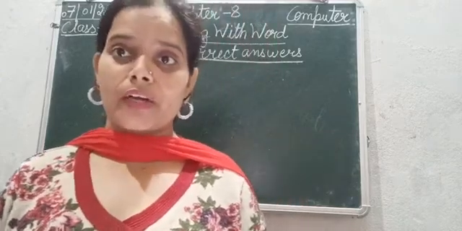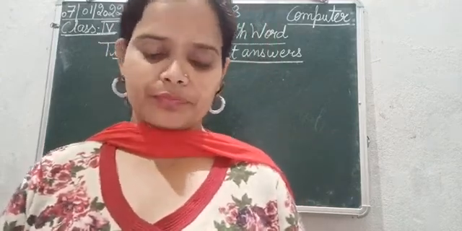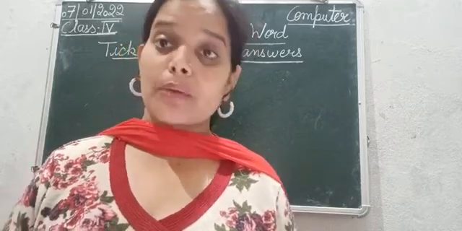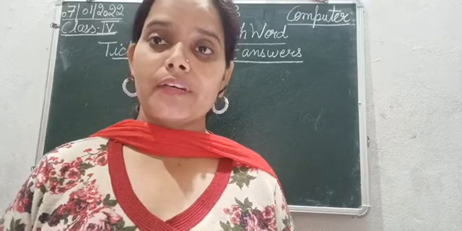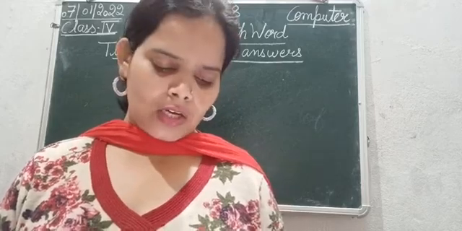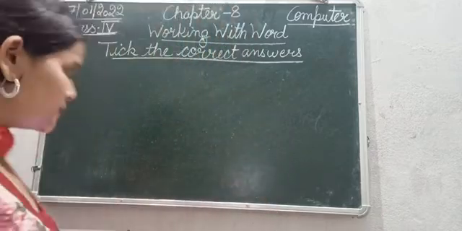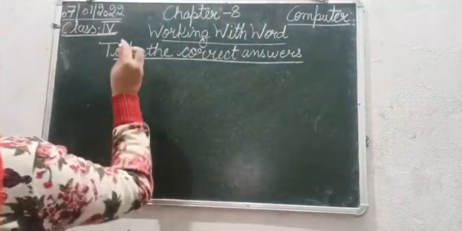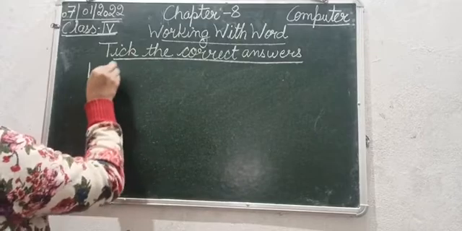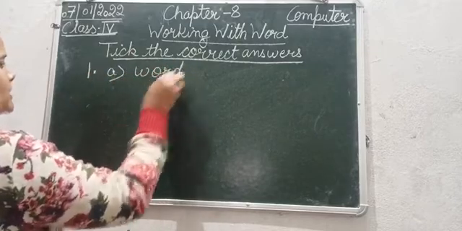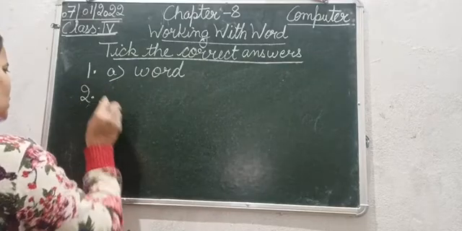So when we double click on a word, what will happen? It will select a word, a sentence or a paragraph. So when we double click on a word, it will select the word. So the answer for the first one is option A, that is word. When we double click on a word, it will select the word only, not the sentence, not the paragraph.